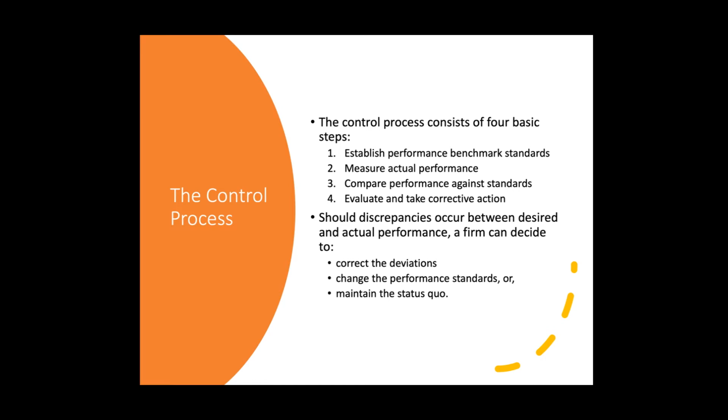When you need to control any process, whether it's a production process, a financial process, or a sales process, the control process consists of 4 basic steps. The first step is, what do you set as your benchmark standard? What do you want this variable to be? What do you want quarterly sales to come in at? What do you want production costs to maximize at? What do you set as your standards? So you set your ideal benchmark standards, number 1.